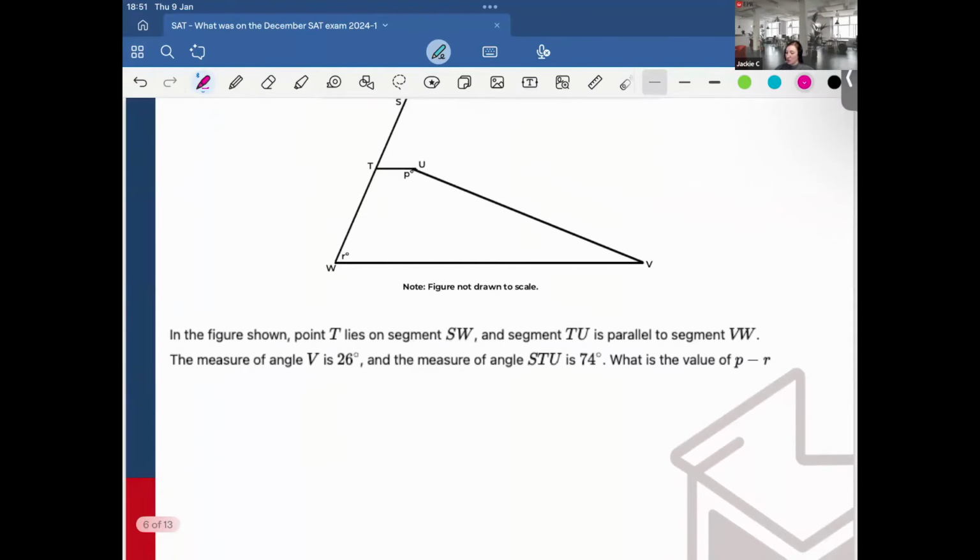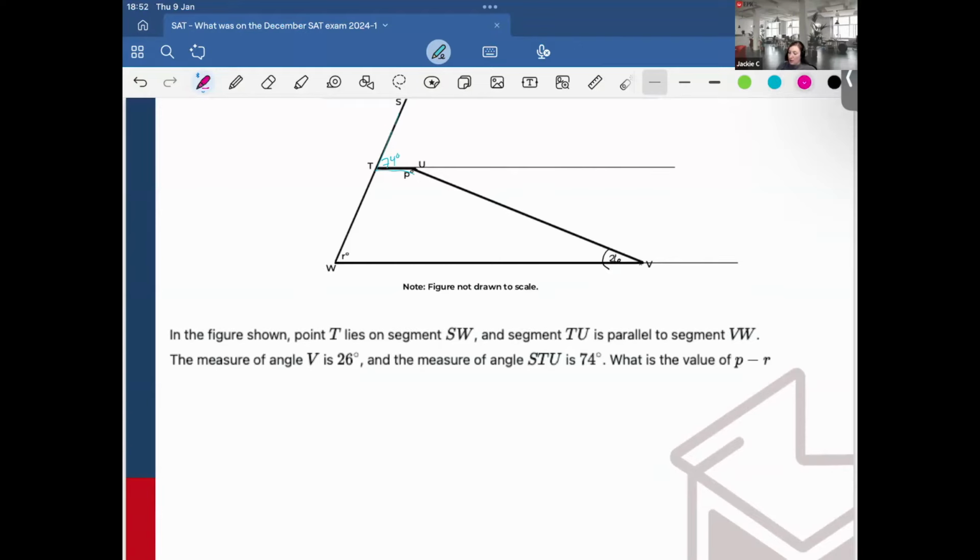Oh, in the figure shown, point T lies on segment SW and segment TU is parallel to segment VW. This could be important. Okay. And then it says the measure of angle V is 26 degrees. So this is 26 degrees. And the measure of angle STU, so that would be this angle here, is 74 degrees. What is the value of P minus R?